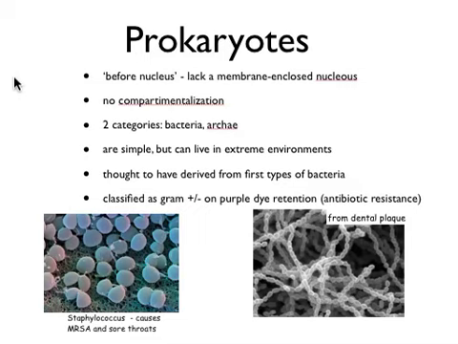Prokaryotic cells are thought to have derived from the first types of bacteria. They can be classified as gram-positive or negative, depending on whether or not they can retain purple dye. This is to show us whether or not they are antibiotic resistant. These are two pictures of examples. This, for example, is prokaryotic cells from dental plaque. As you can see, they have different shapes. They can be very different from one another, but they do have the general structure.